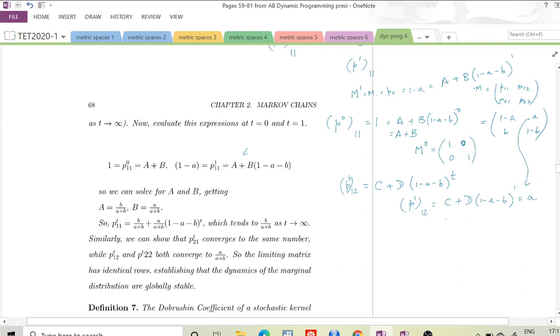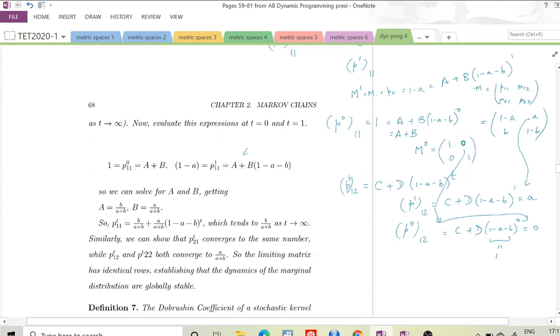and the P0 from the identity matrix, so that will be equal to c plus d times 1 minus a minus b to the 0, so that's just a 1, right? So from the identity matrix, that's going to be equal to 0. So when I solve these for c and d, I will get that c is a by a plus b, and that's where the convergence will be. And I think d will be minus a by a plus b.